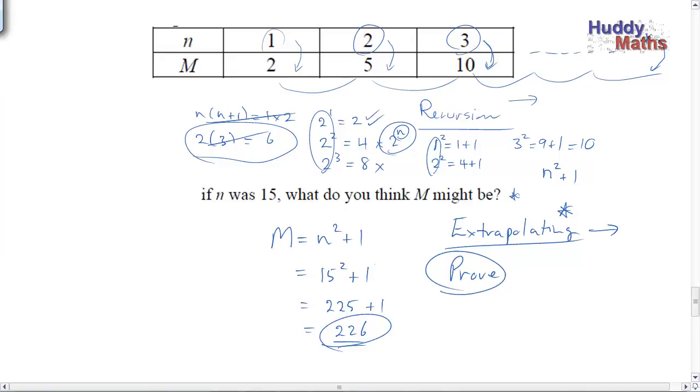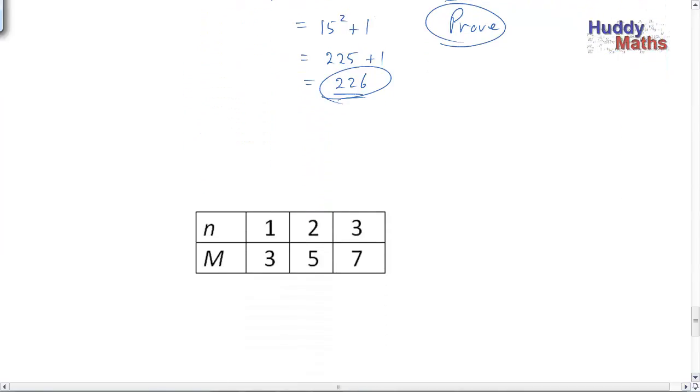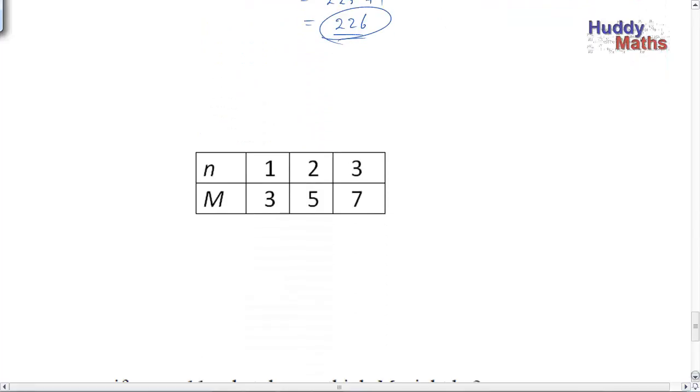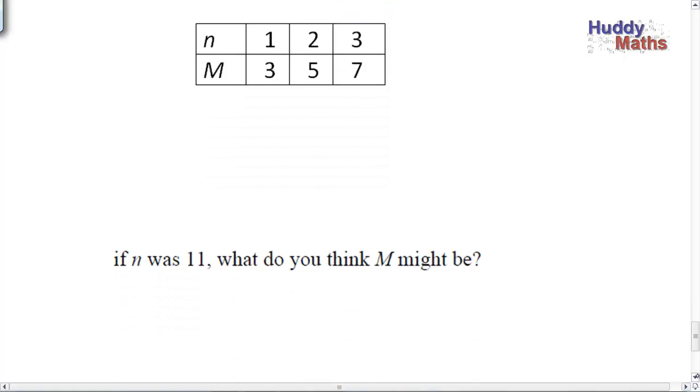All right, come down and let's have a look at this one. I think this is your last one here. We'll have a look in a minute. No, there's something coming up down the bottom, I see it. That's predicting, I think. I think this is the last one. Okay, so if n was 11, what do you think m might be?